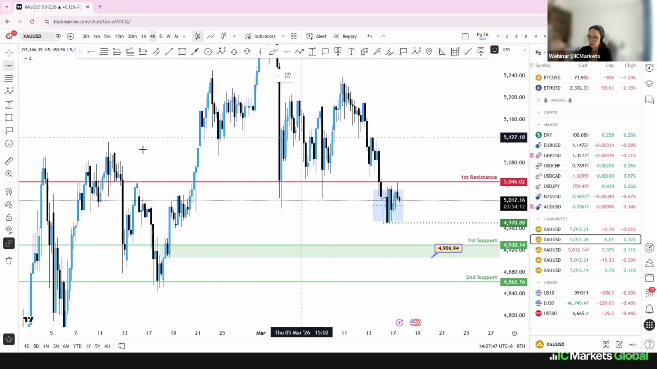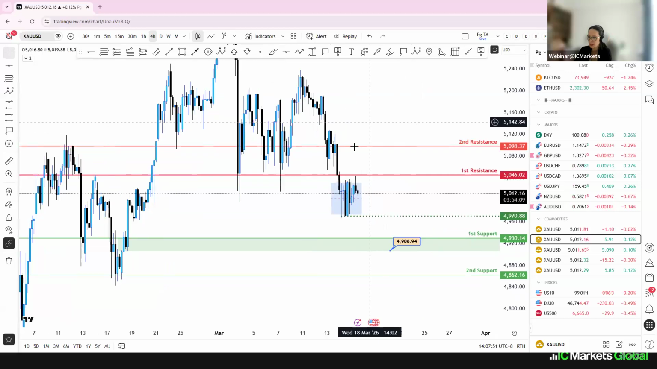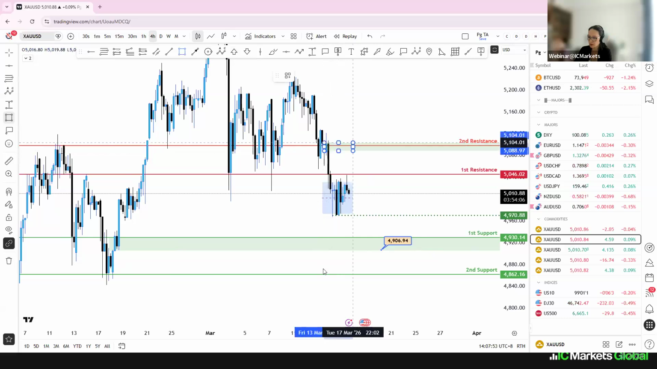What about the resistance? This is my resistance level. You highlight it as a zone, because we have the OB, or the order block. Okay, before I end the webinar.